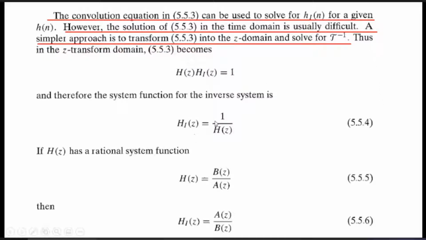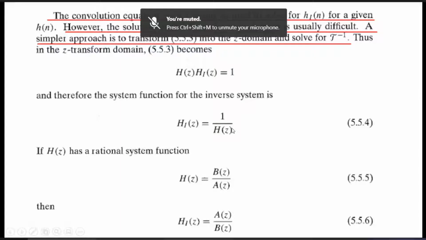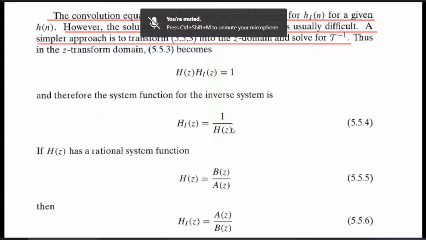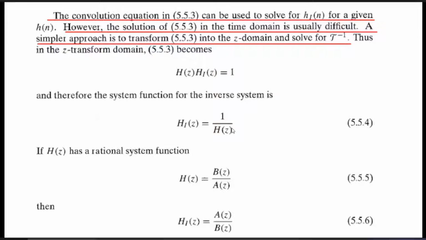H_inv(z) is the 1 upon H(z), that is inverse of your original system transfer function that causes error. Okay, that causes error. That is the important thing. That is not the transfer function of overall system. Actually, it is the impulse response of the part that causes the error.